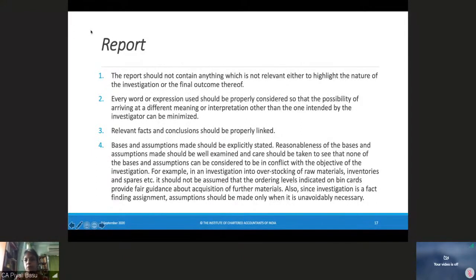It should be straightforward. It has only one meaning. Your word has only one meaning. It should not be ambiguous. It should be clear and straightforward, having one meaning. Relevant facts and conclusion should be properly linked. We should not give an inconclusive and roundabout conclusion.